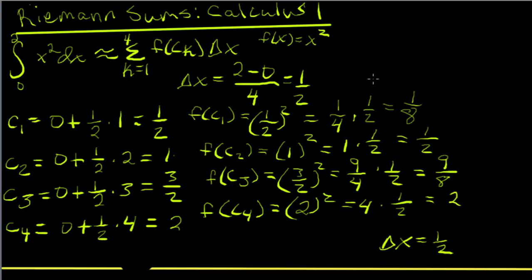And our last and final thing that we have to do is add all of these together. So we found C sub k for each of our indexes. We evaluated those in the function x squared, which gave us all of these numbers here. And then we multiply all of them by delta x, which gives us these numbers. And then we just add them all together because they're a sum.